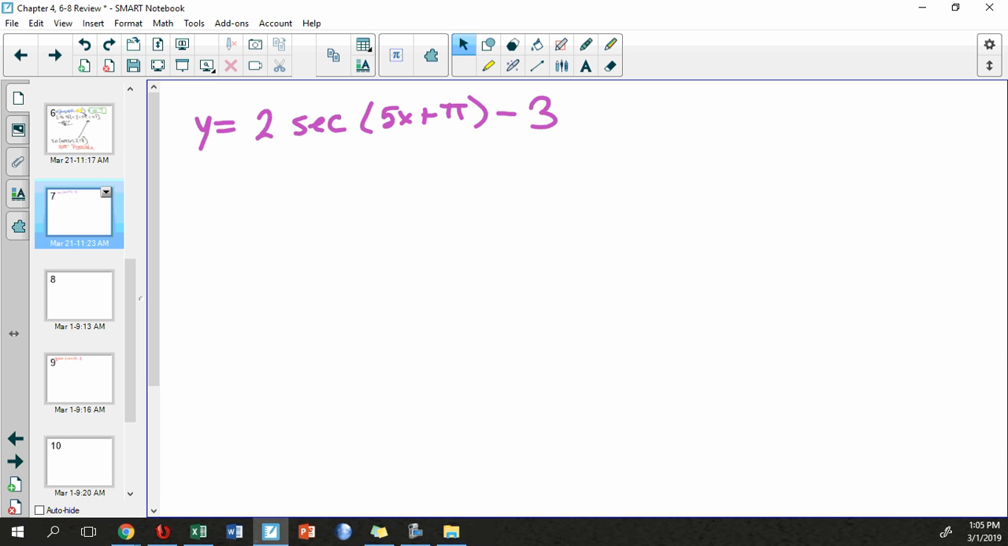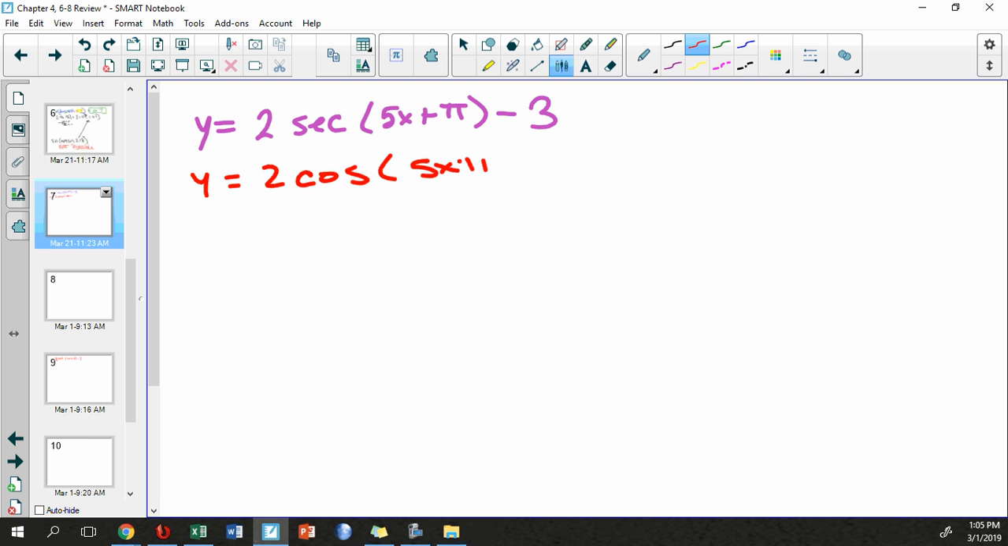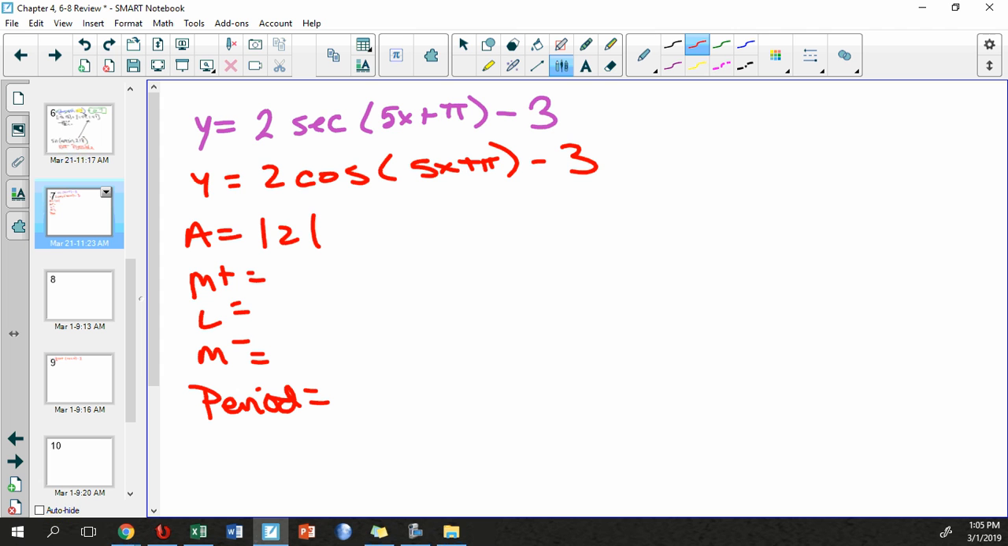When we graph the secant, what am I thinking of graphing first? I have to physically graph the cosine of 5x plus pi minus 3. Yes? You still need to find your amplitude. You still need to find your max, your level, and your min. Yes? You still need to find your period. How do you find your period?